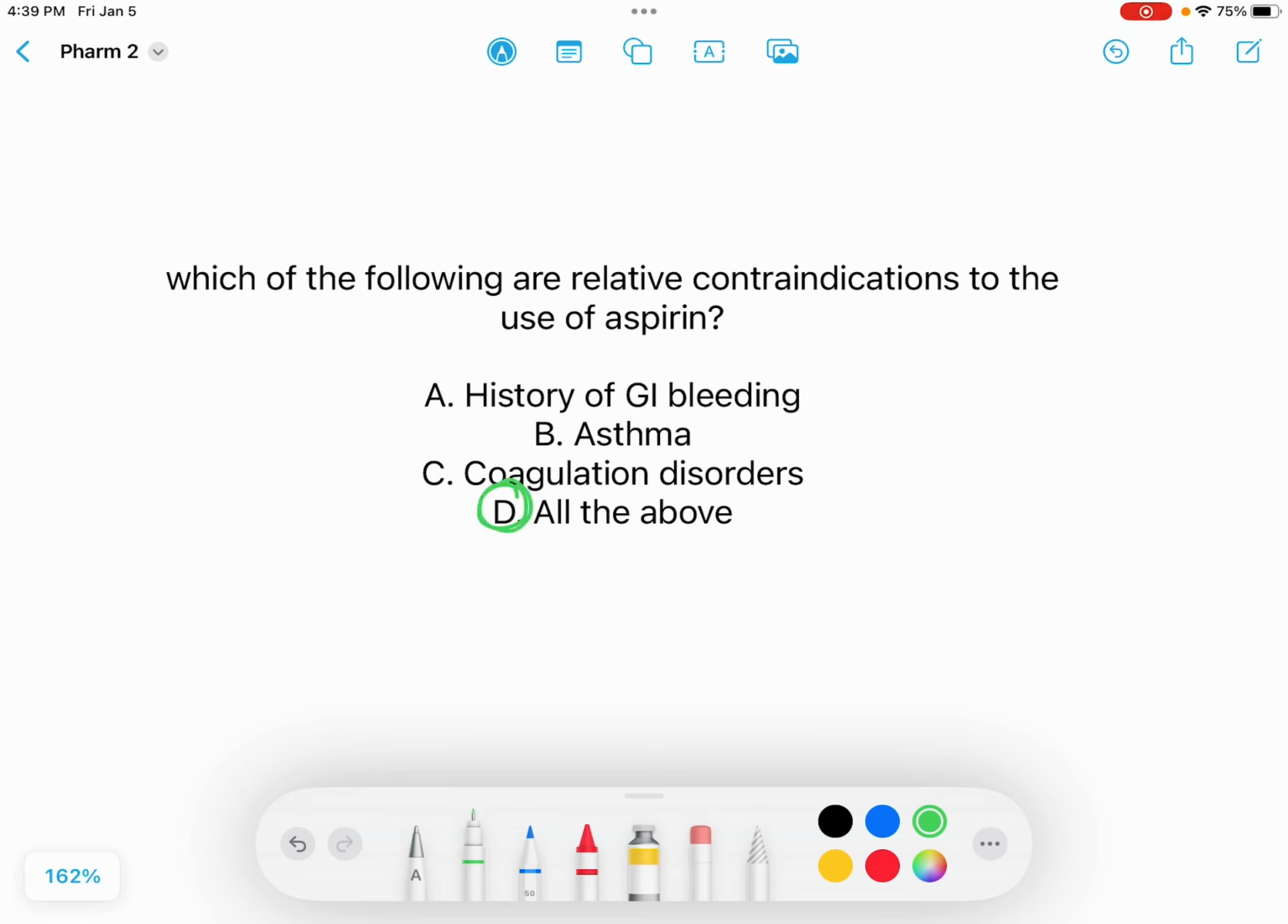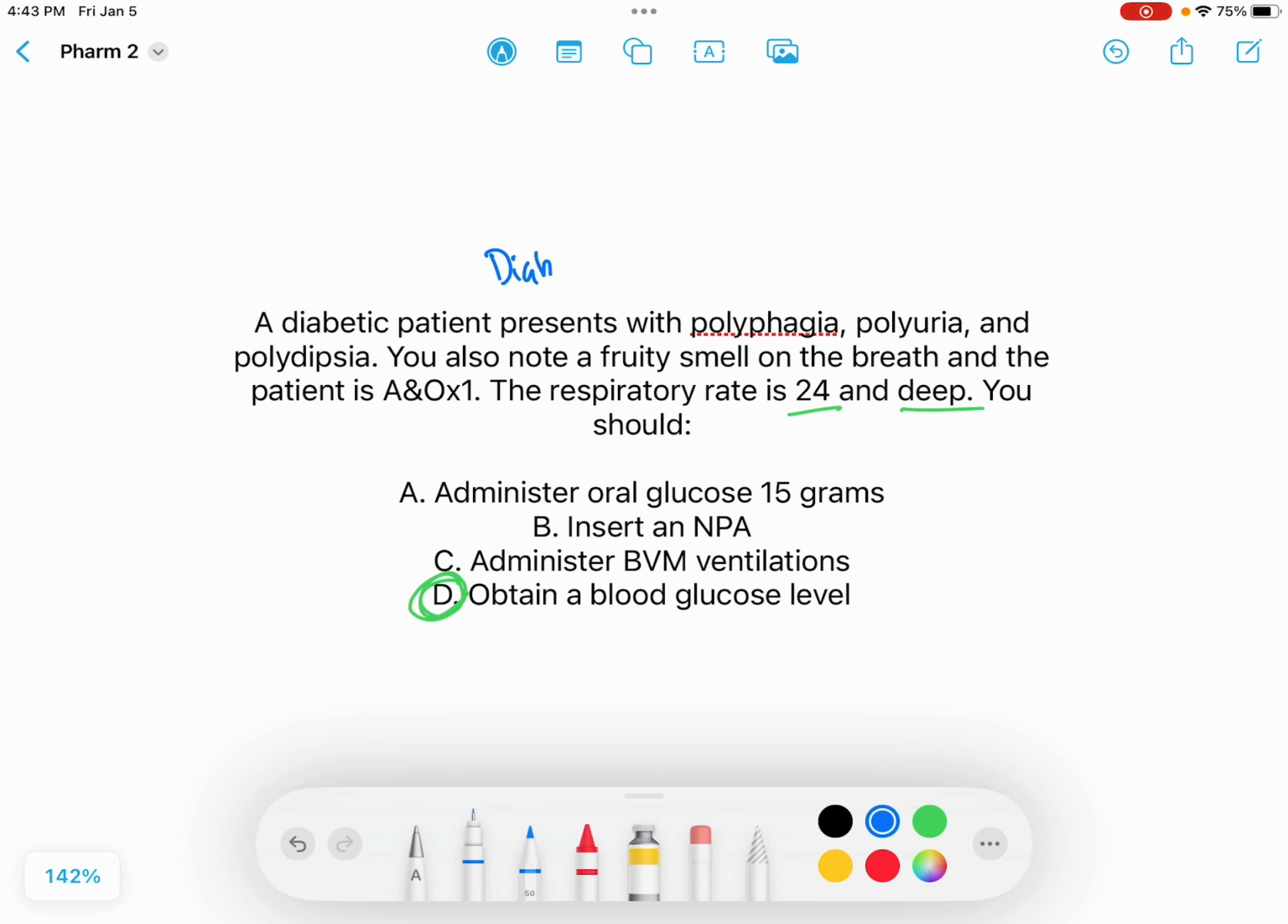And here we should just obtain a blood glucose level. So they don't mention anything specifically about the patient needing BVM ventilations. I know the rate is elevated. I know the respiratory quality is deep. I'll take someone who's breathing deeply. This is a very common thing to see in someone who is in diabetic ketoacidosis.